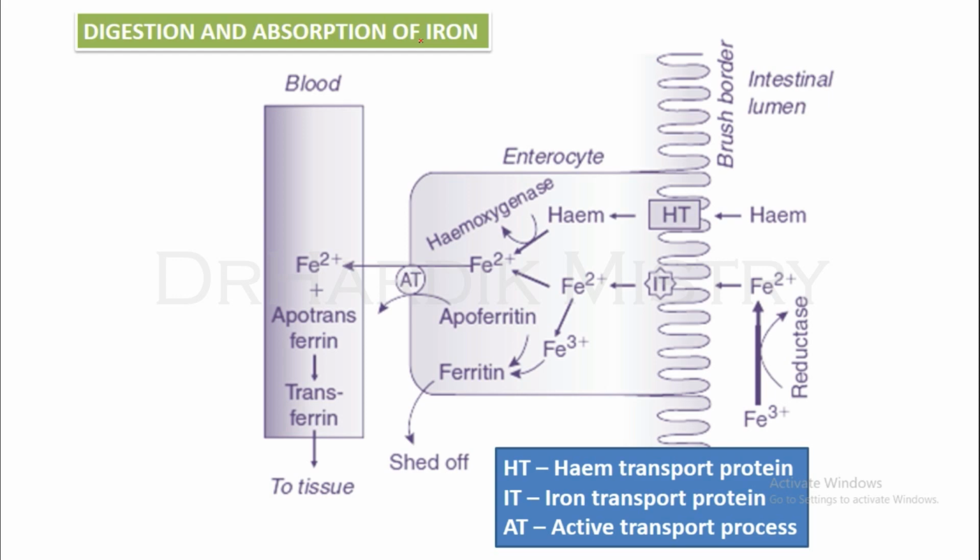Digestion and absorption of iron. So for iron, there are two sources. First one Fe+3 and second one Heme. Fe+3 is converted to Fe+2, and this Fe+2 via the iron transport protein enters into the luminal cell. So here it is the Fe+2, and second one Heme. Heme enters into the luminal cell via the heme transport protein, which is the HT. So here the heme, and here it is the Fe+2.